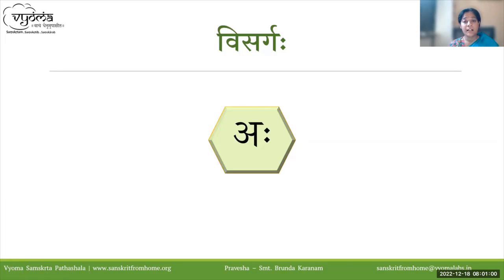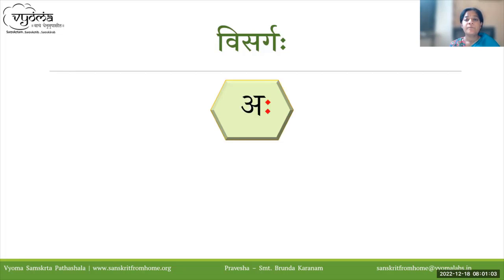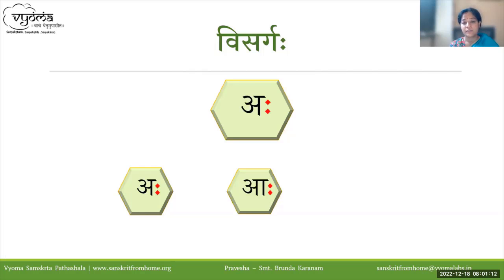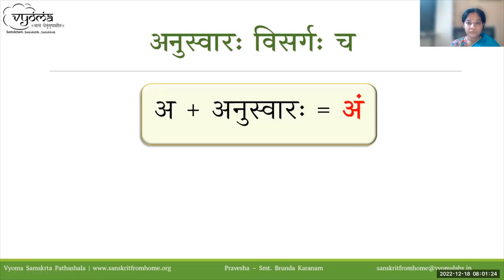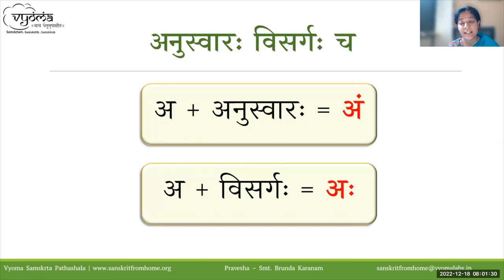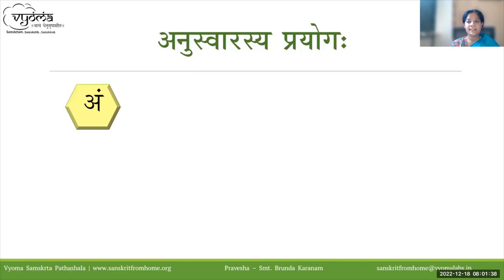Visargaha, aha. So similarly, you write a and the 2 dots after that is called a visarga. Aha, ihi. So I hope you got the pronunciation. Aha, the first one. Aha, ihi. A plus anuswaraha gives you am. A plus visargaha gives you aha. And similarly, you can do this with all the letters also. Let's see some examples of anuswara and how it is used.